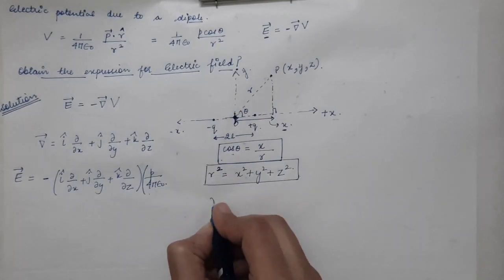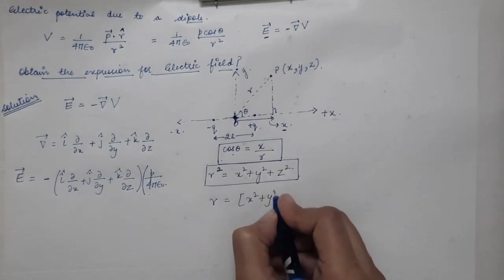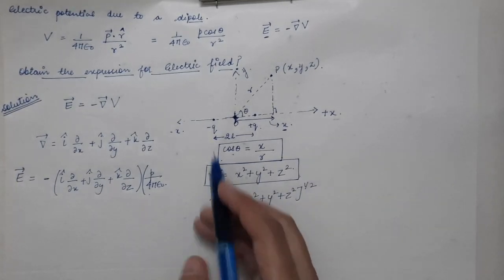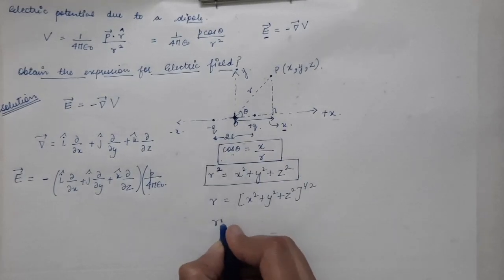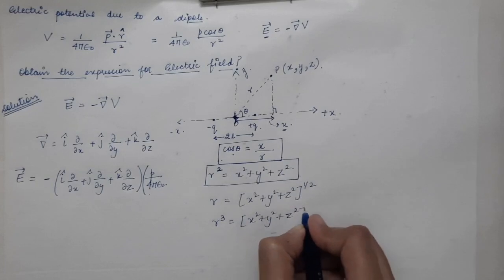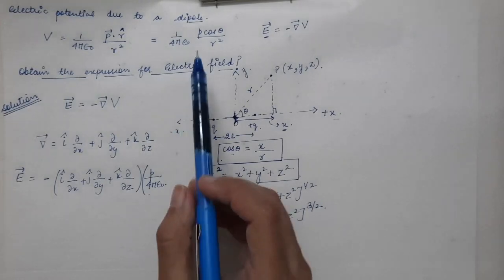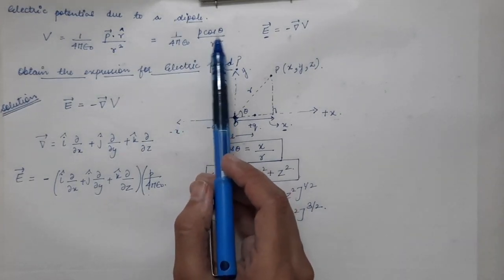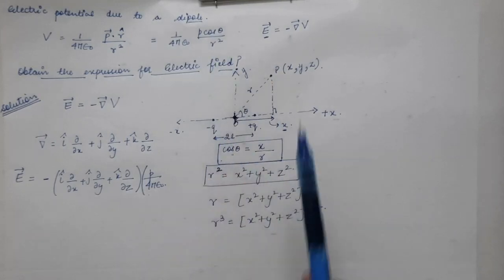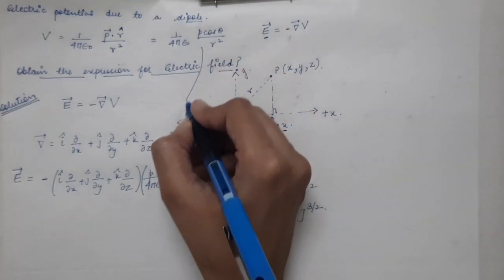So we have r square. So from here r will be equal to square root of x square plus y square plus z square, that is, whole power 1 by 2. So this will be the expression of r, but we need r cube in this case. So r cube will be equal to x square plus y square plus z square power 3 by 2. So we have done cube on both hand sides. So we will substitute cos theta as x divided by r, and r cube will be equal to this expression. So we will just insert this formula over here.